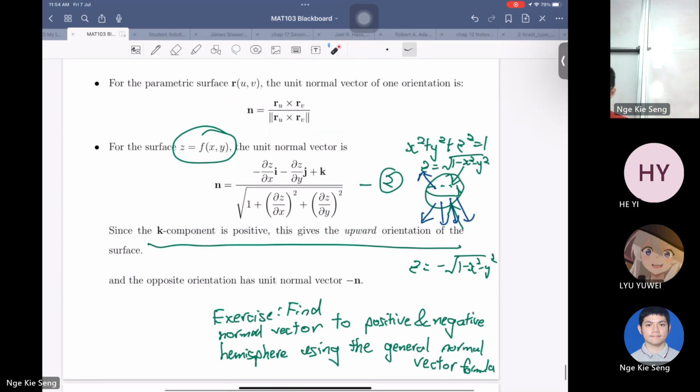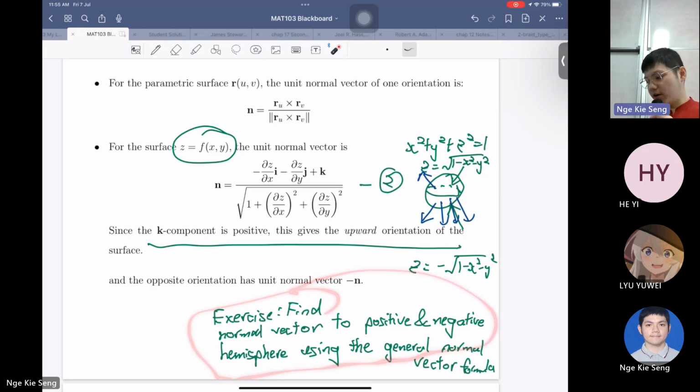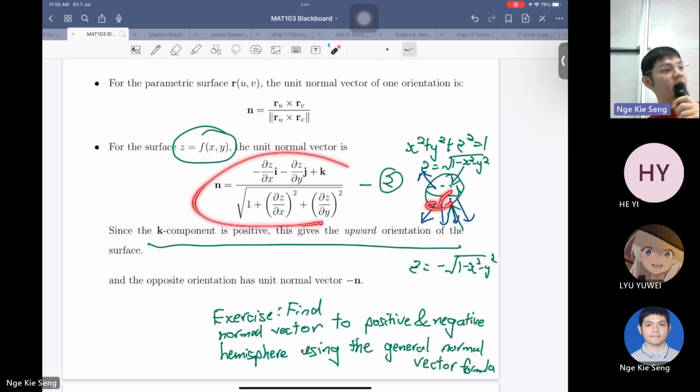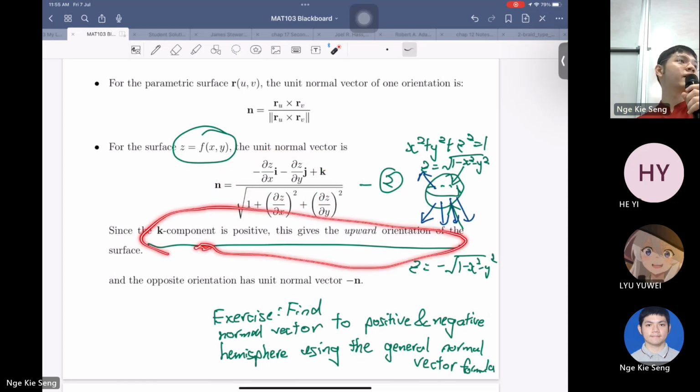Because you are max degree, you should really do this. Try and see what is going on here. The exercise: find the normal vector to the positive hemisphere and negative hemisphere, and then compare with the formula here. You have two formulas to get the normal vector. Compare with the formula here, and then see this comment.